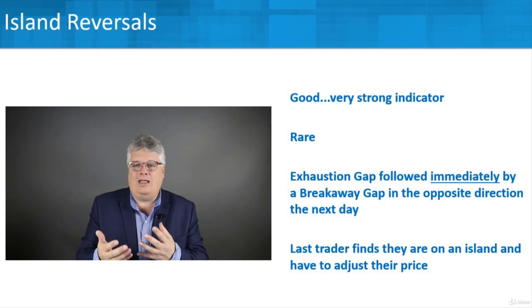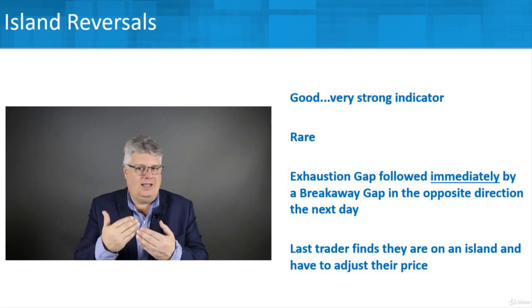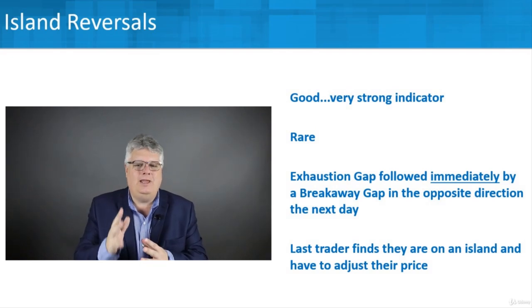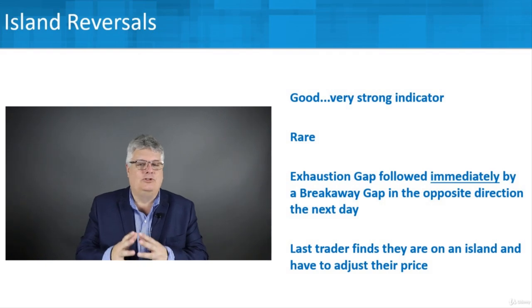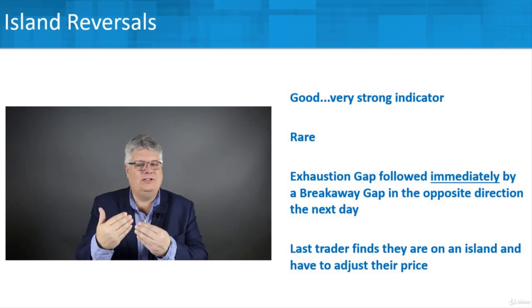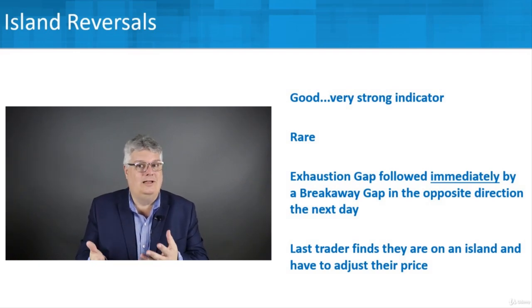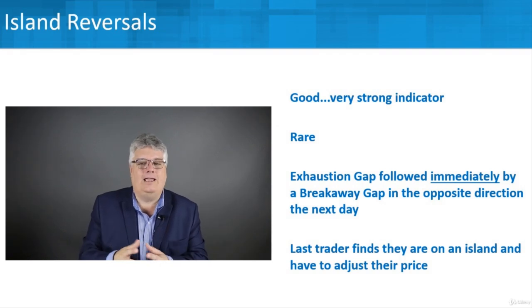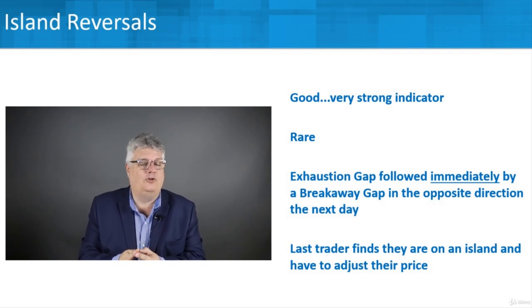And kind of what they are is an exhaustion gap, where it's been exhausted, as we learned about, and it's going to have this gap followed immediately by a breakaway gap in the opposite direction the next day. So whichever way it's going, with that breakaway gap the next day, the last trader finds they're on an island by themselves, and they have to start adjusting their price either up or down to get back in step with people who are willing to buy and sell or trade with them, and are basically looking at maybe a different way the trend is going to go.